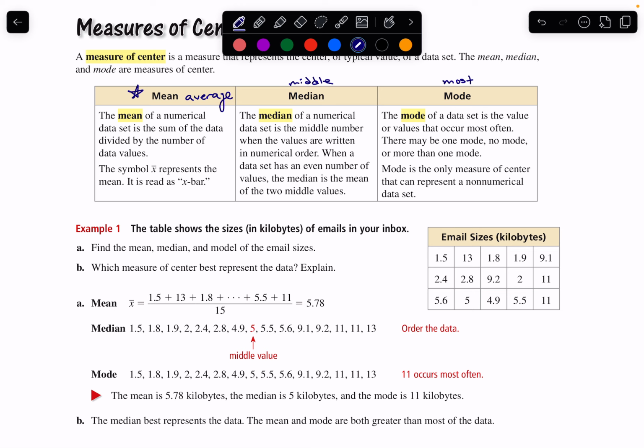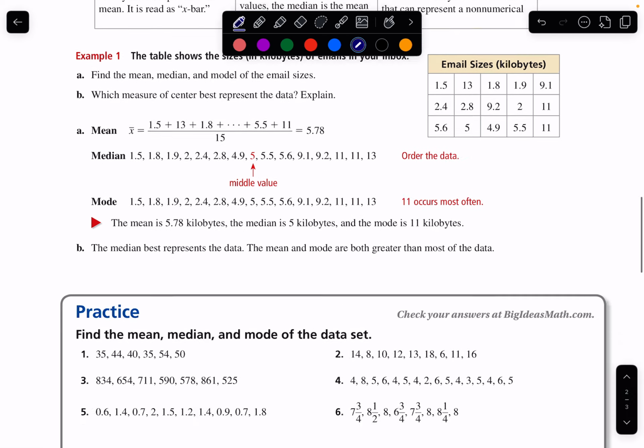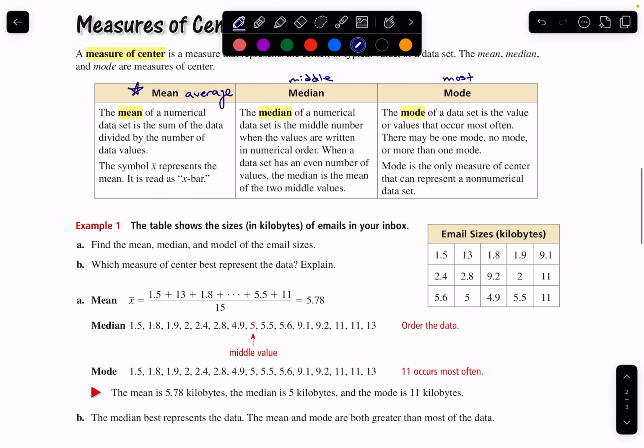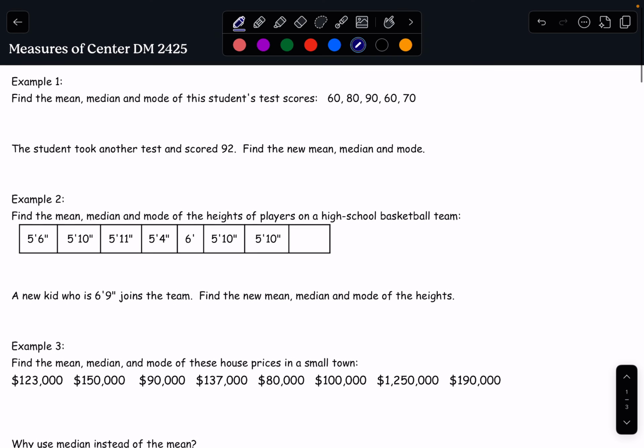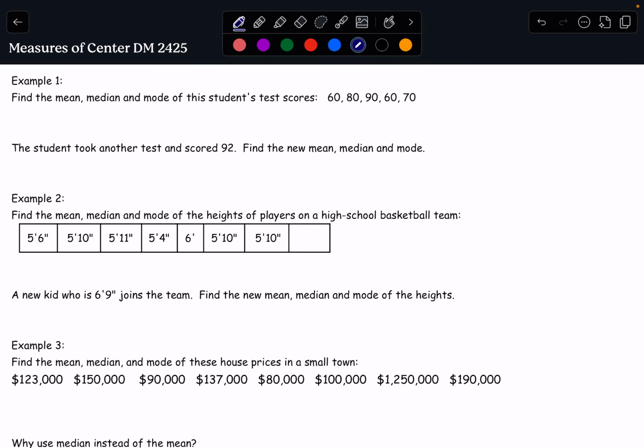A lot of data sets don't have a mode because everything will only show up one time, and that's okay. It's okay to say that there is no mode. That is a perfectly acceptable answer. So if you need to review those concepts, there's some information there to do it. So find the mean, median, and mode of the student test scores.